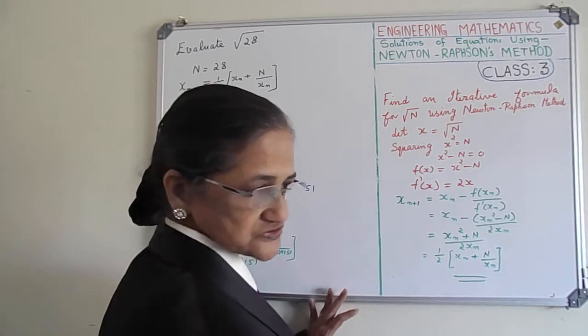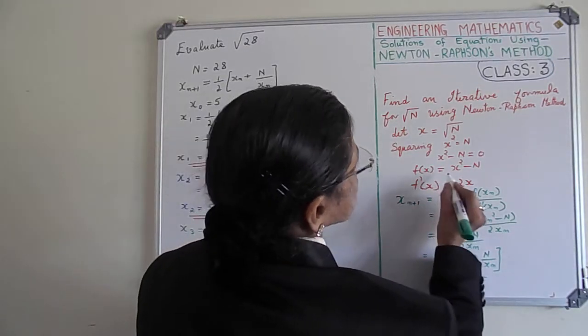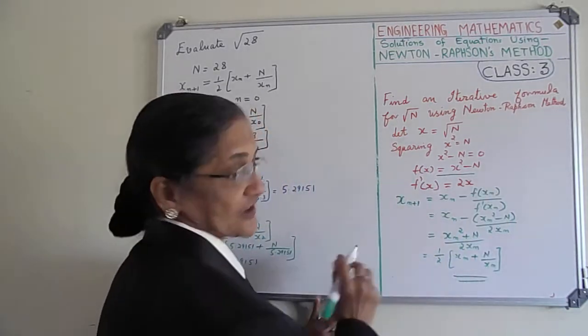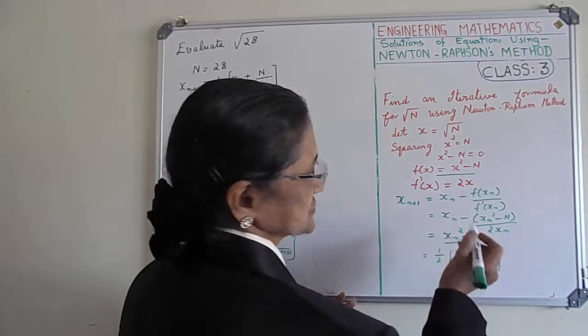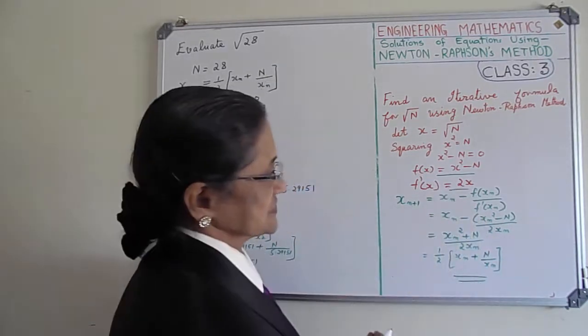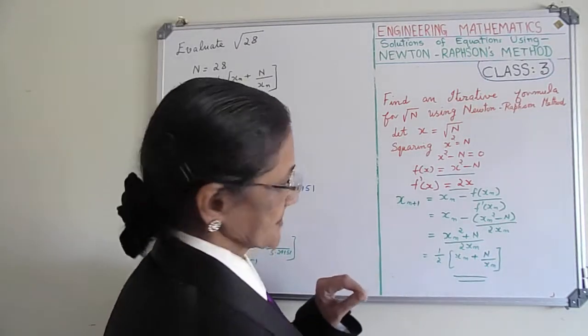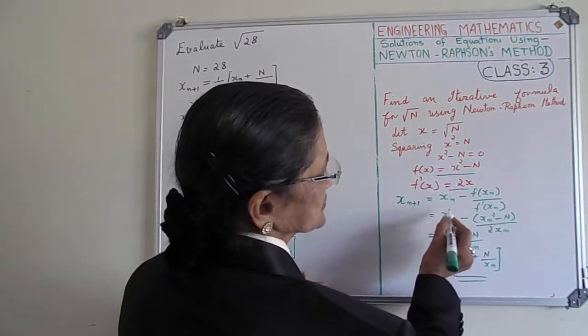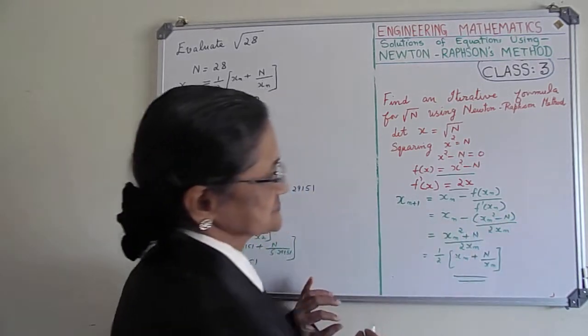What's our f of x? Can you tell me? Yes, f of x is equal to x square minus n. Find the derivative of f of x, that is, f dash x is equal to 2x. Now, can anybody say Newton-Raphson's iterative formula? x(n+1) is equal to xn minus f of xn upon f dash xn.